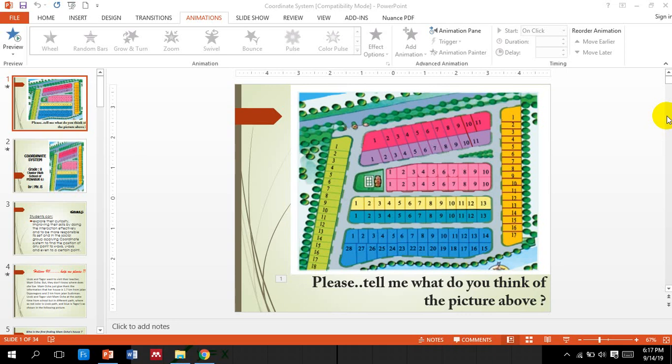And now in this session, I just want to share with all of you, the students and the teachers who are interested in math, I will explain about the coordinate system. Take a look.